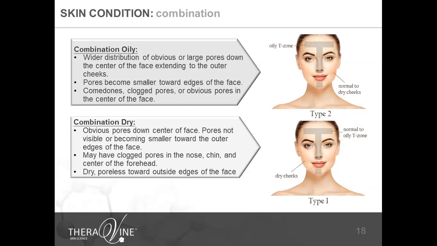Then your combination dry, obviously obvious pores down the center of the face, pores not visible or becoming smaller towards the outer edges of the face as well. So also towards the ear, may have clogged pores on the nose, chin, and center of the forehead, dry, poreless towards the edges of the face. So they definitely tend to have dry cheeks, where your other one tends to be a little bit more towards the oily, a little bit more normal on the cheeks.